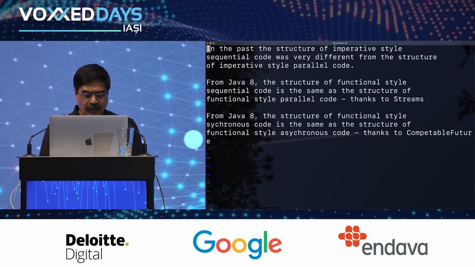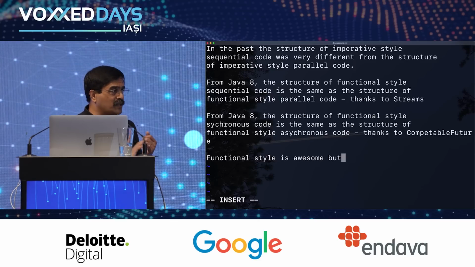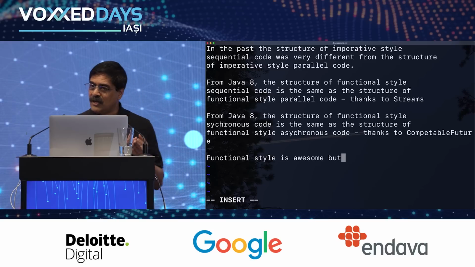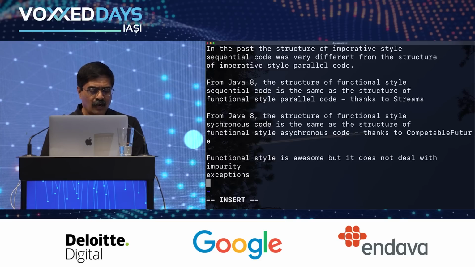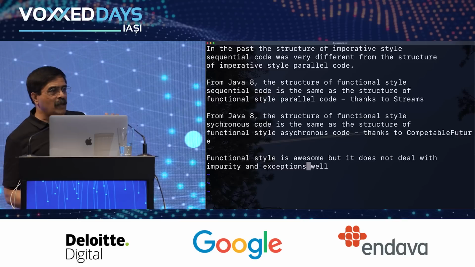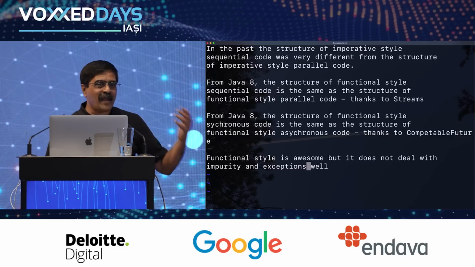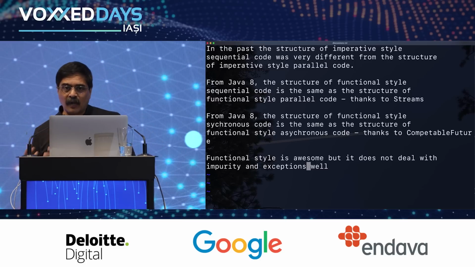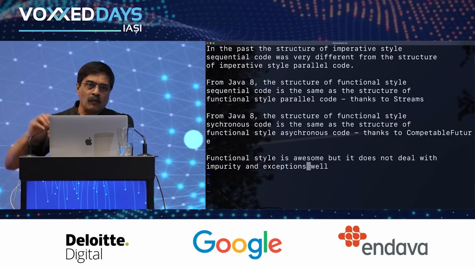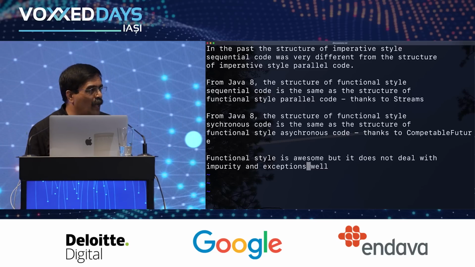But unfortunately, one of the problems we need to deal with is the following. Functional style is awesome, and it reduces accidental complexity in code. The code is easier to read, easier to understand, easier to modify, but it does not deal with impurity or exceptions well. So your functions have to be pure functions. If you want to perform a database transaction right in the middle of your functional pipeline, that's not going to work really well. If you want to perform logging or write to a file, read from a file, talk to a remote web service, those things don't fit really well with functional style.